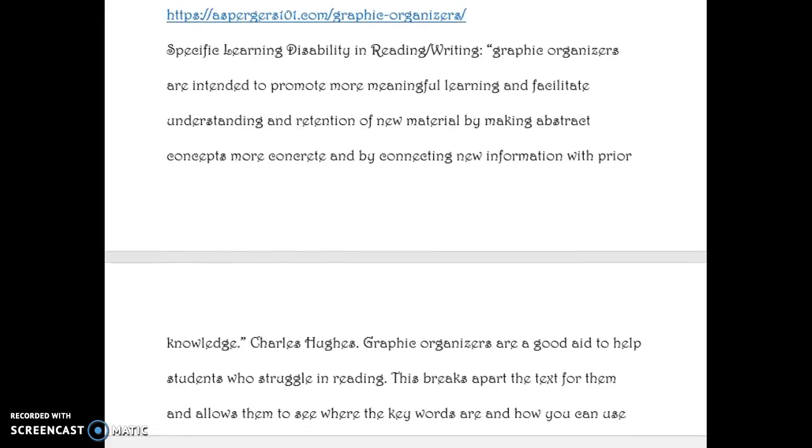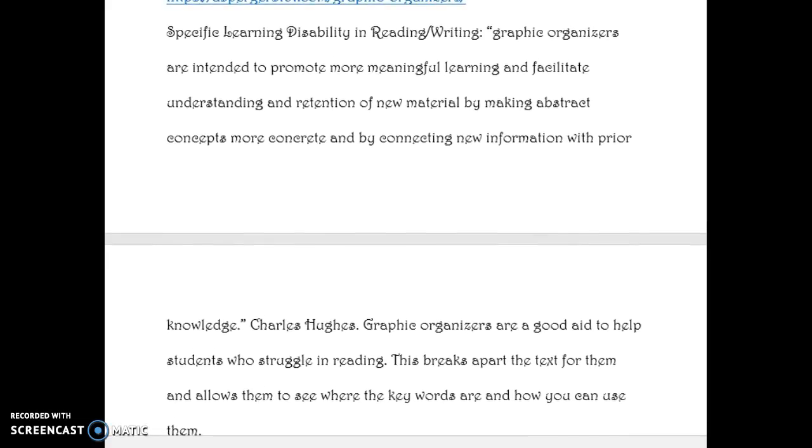Specific learning disability in reading and writing. Graphic organizers are intended to promote more meaningful learning and facilitate understanding and retention of new material by making abstract concepts more concrete and by connecting new information with prior knowledge. And that was a quote that I found by Charles Hughes.